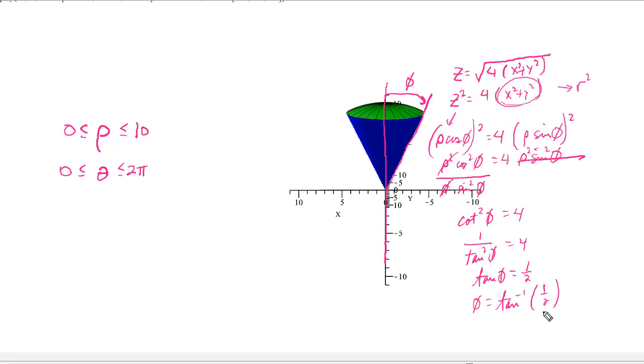Now, you can check that out on your TI calculator, but that is not a nice value. So we'll do that on our calculator. Now we know then that our phi is going to vary from 0 to that number.